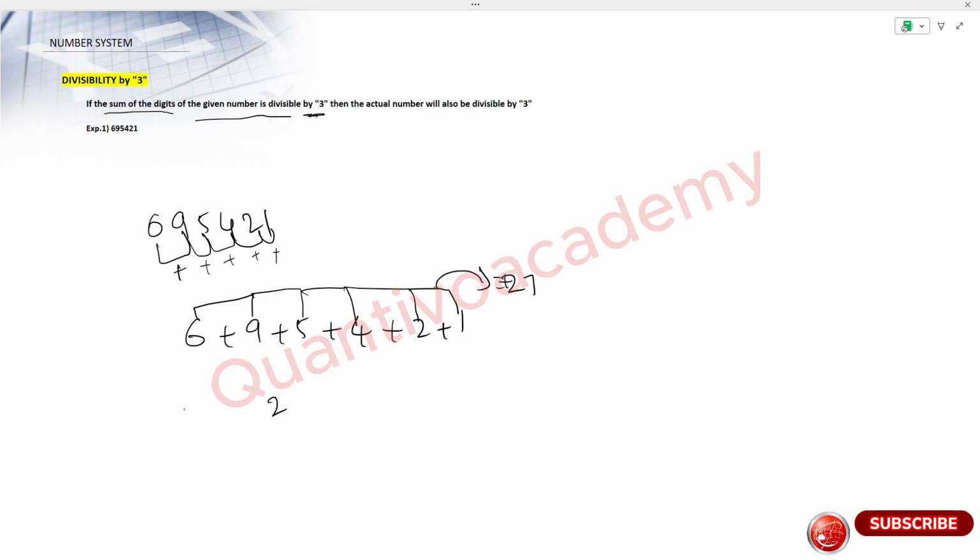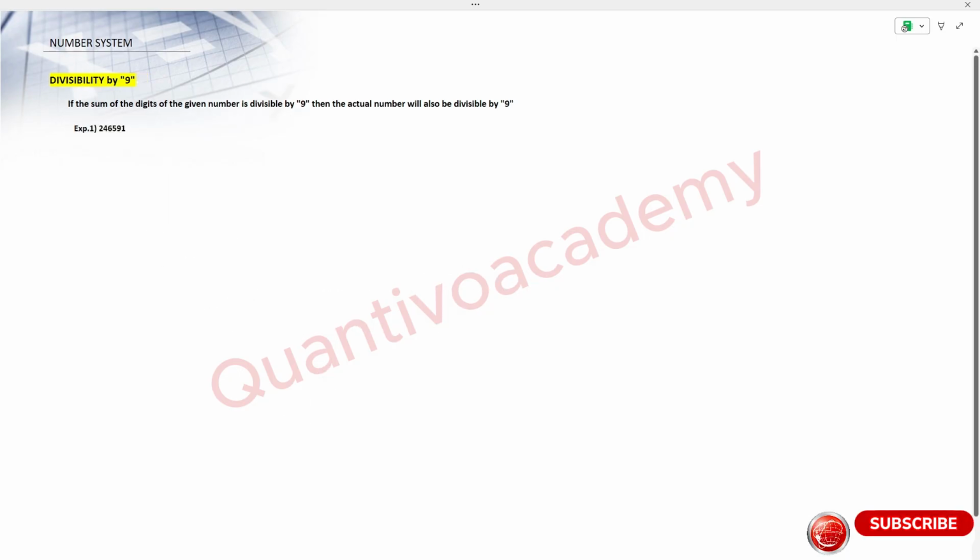Now 27 is divided by 3. 3 ones are 3, 3 nines are 27, which means the given number is also divisible by 3. The next divisibility we have is divisibility by 9.